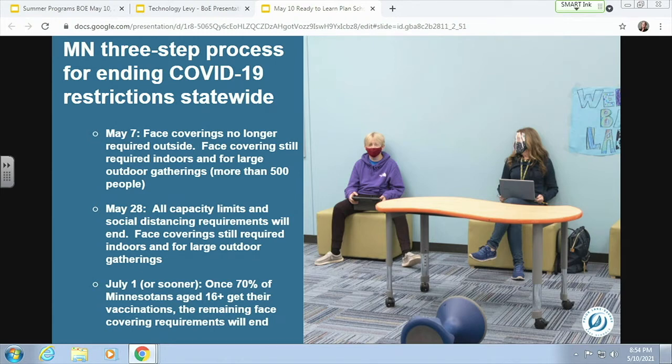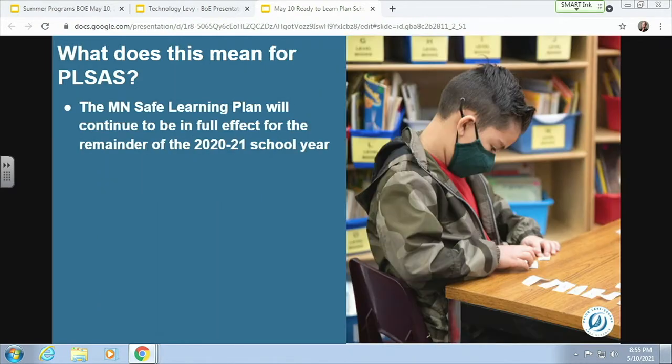Now, at our current rate, we will actually hit that mark about the middle of June. We have been tailing off a little bit with those vaccinations, so hopefully this last little push will get people vaccinated so we can get to that before July 1st. So then the question becomes, what does that mean for us at Prior Lake Savage Area Schools?